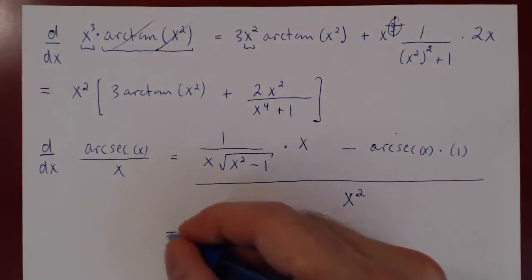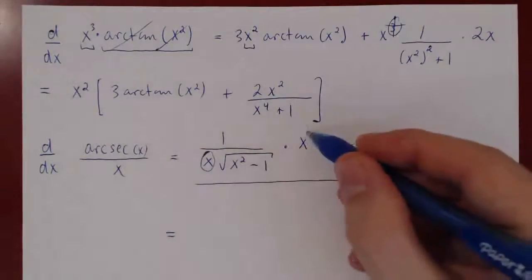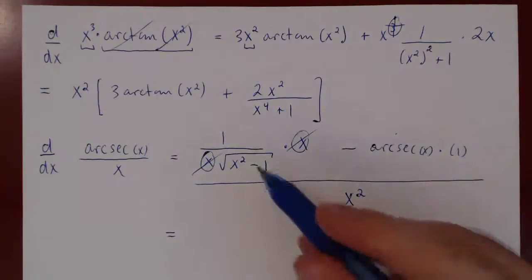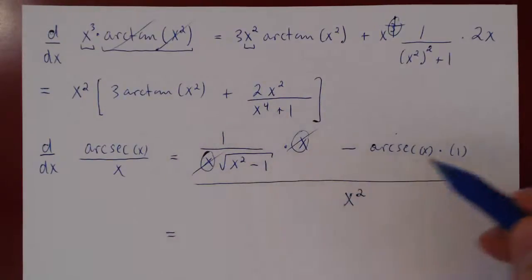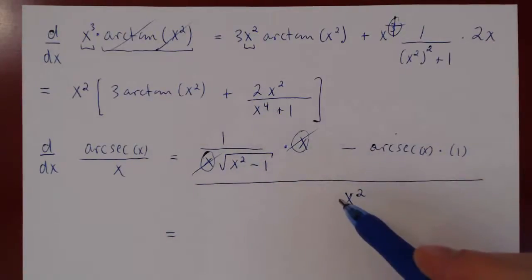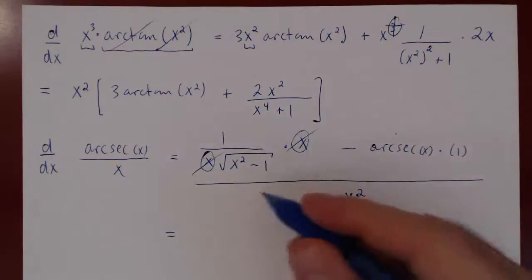Well, we can simplify as always. We have an x over an x here, so both of these cancel. And that will give us 1 over root of x squared minus 1, minus arcsecant of x over x squared. And here you have an option. You can either split the two up, or you can leave them as a single fraction. I will split them up here.